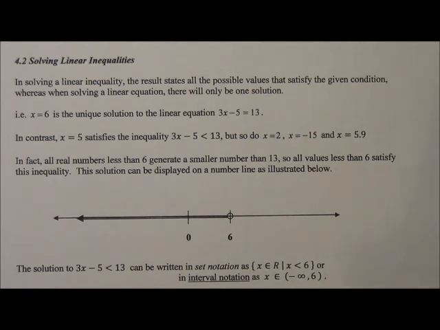So we can write this in set notation or in interval notation. If we were to write the solution to 3x minus 5 is less than 13, in set notation we would write it as x is an element of all real numbers such that x is less than 6. Or in interval notation we could say x is an element of the range between negative infinity and 6, with round brackets indicating that neither of these are actually included in the solution set.